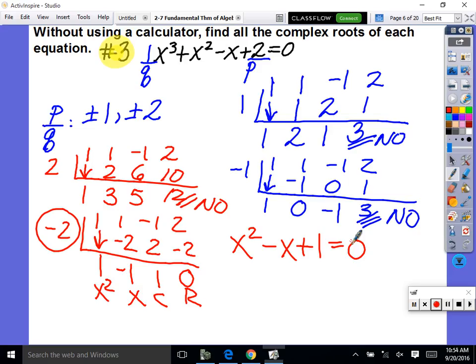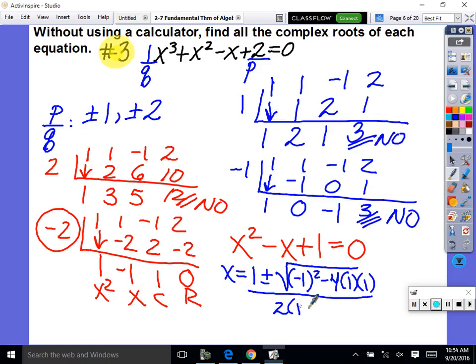Okay, so let's see if this factors. Well, what multiplies to be 1 and adds up to be -1? Nothing. Right? A times C, guys? Yep. So let's use the quadratic formula. So we have x is equal to the opposite of b, which would be +1, plus or minus the square root of b squared, -1 squared, minus 4 times a, which is 1, times c, which is 1, all over 2 times a, which is 1.